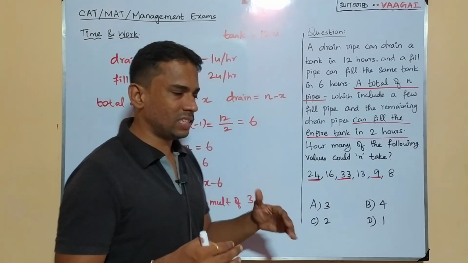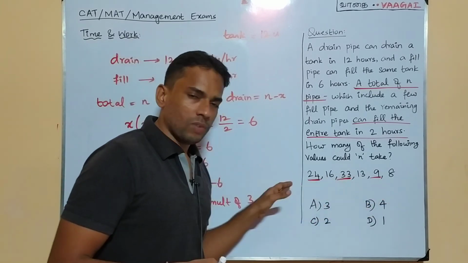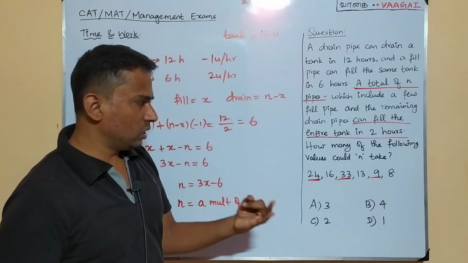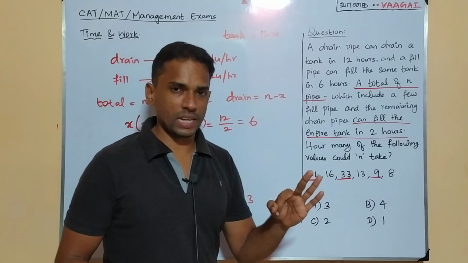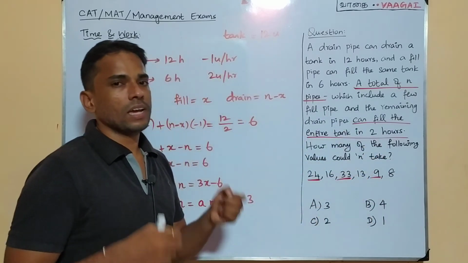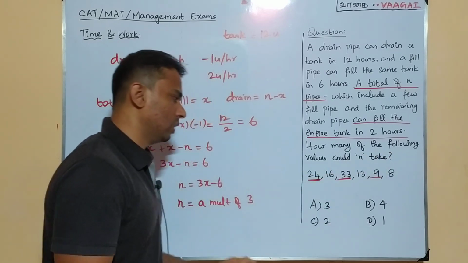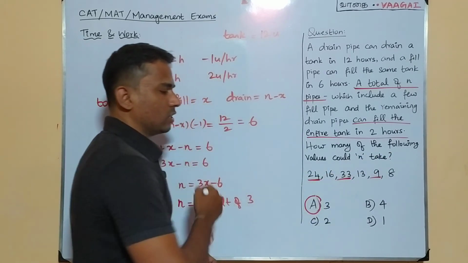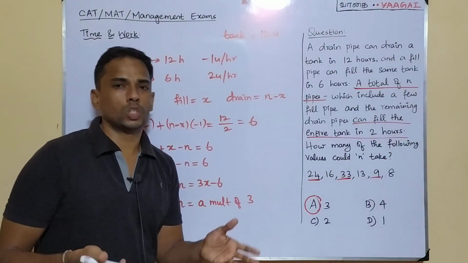So in that case, n can take how many of these values? 24, 33 and 9. So there are 3 values n can take. Out of these listed values, n can take only 3 of them. So in that case, option A, 3, is going to be the answer for this question.